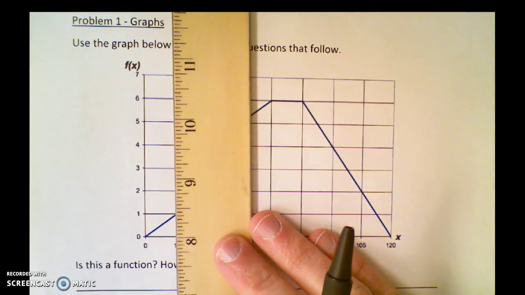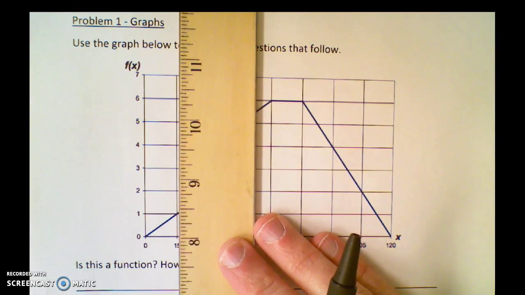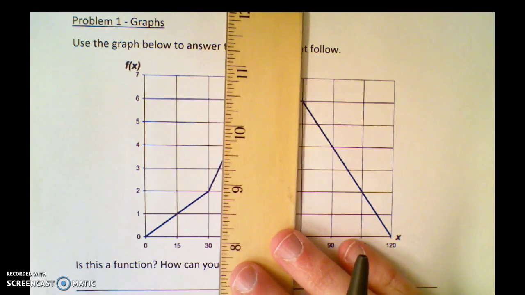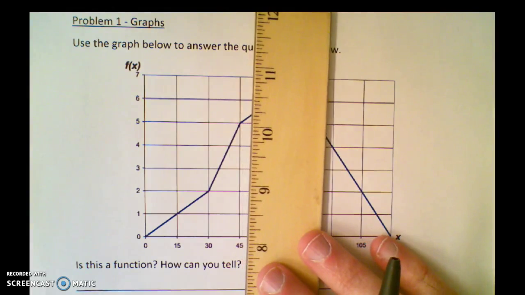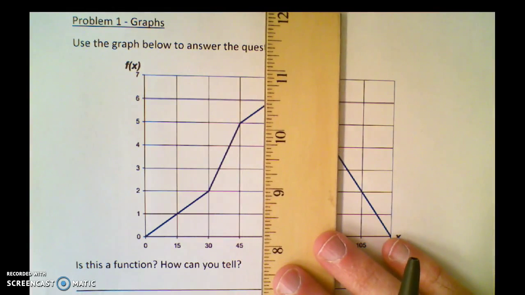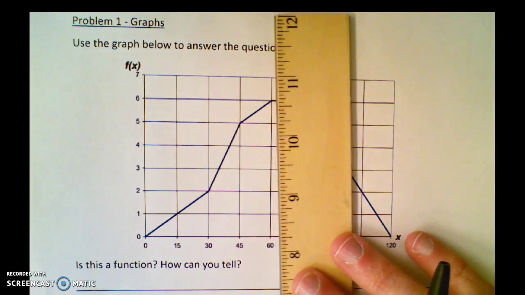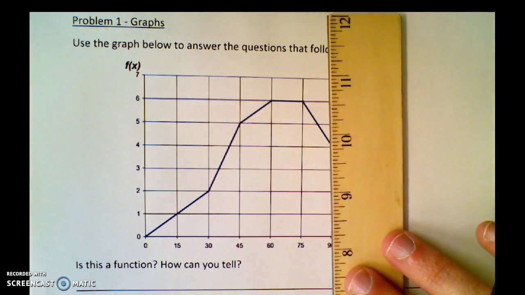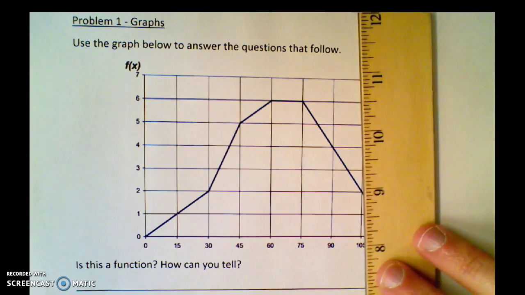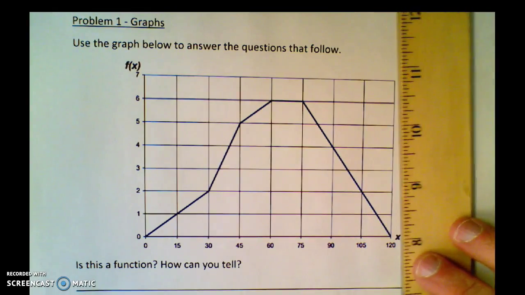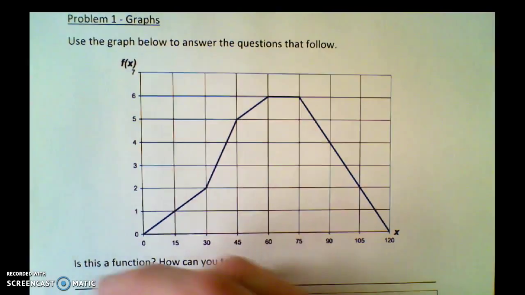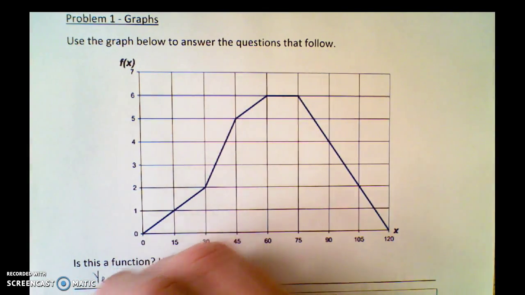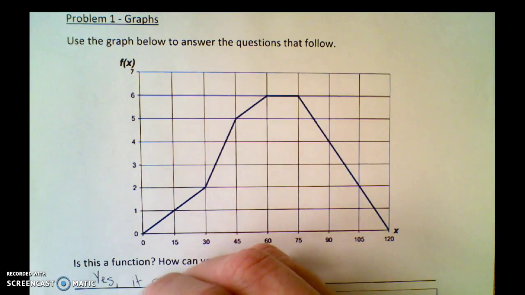A vertical line is when you draw a line that goes straight up and down through any point of the graph. So if I draw a line anywhere on this graph, I'm going to go straight through it and only hit at one point. If it hits at one point, that means it's a function. So there's nowhere on this graph that I'm going to hit more than one point, using my ruler to just kind of guide through the problem. So is this a function? Yes. And how can you tell? You can say it passes the vertical line test.